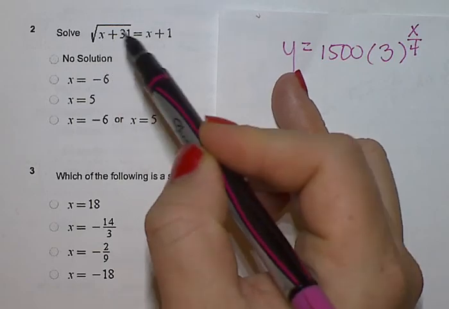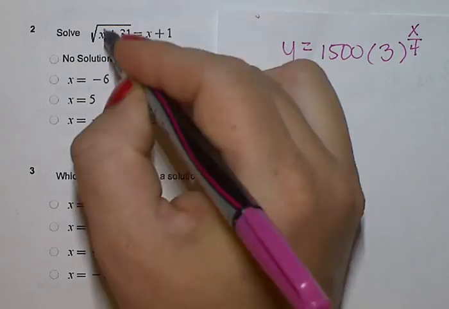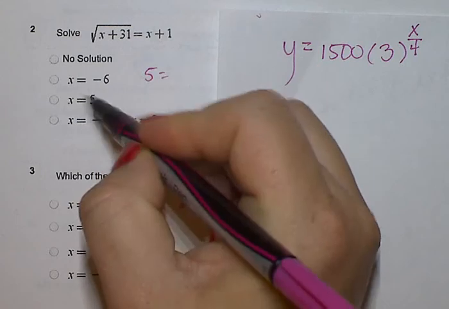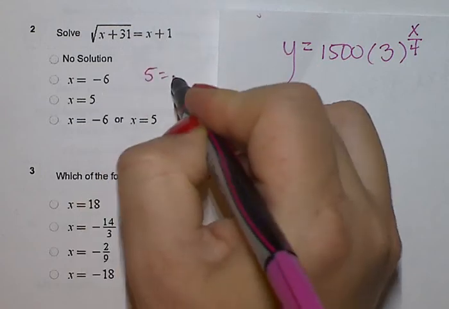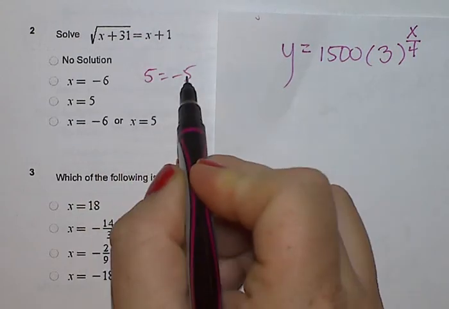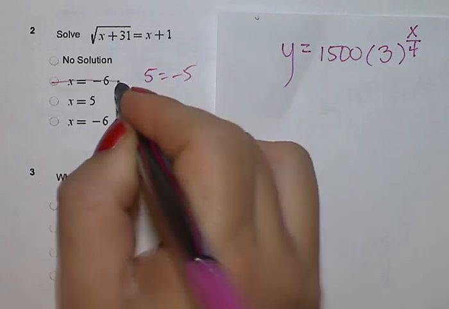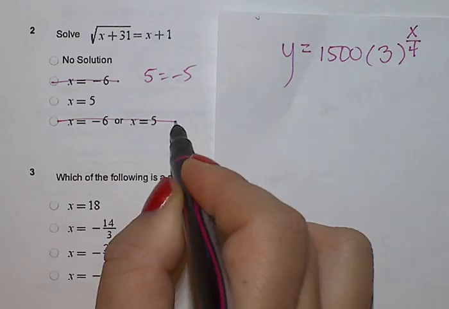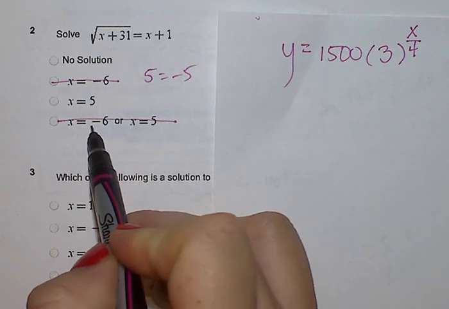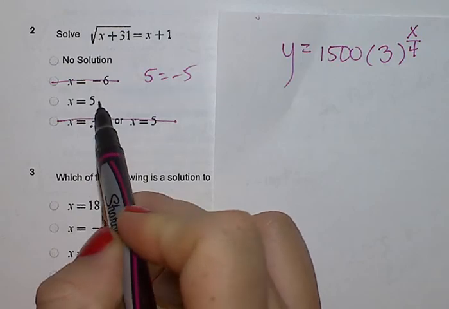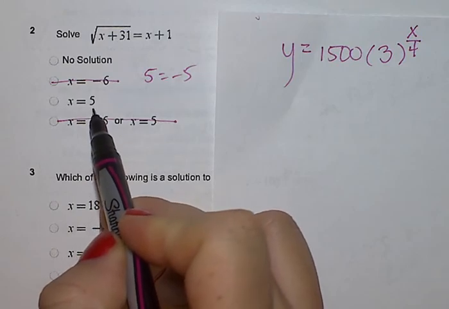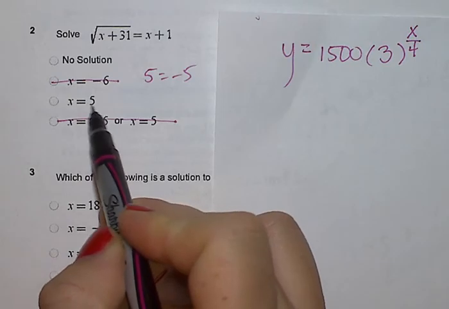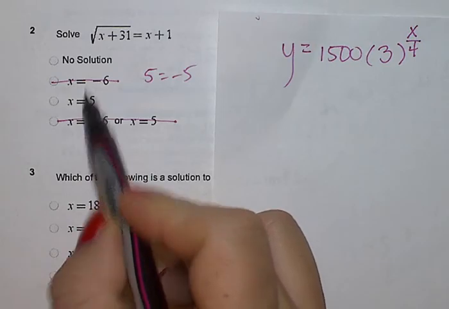-6 plus 31 is 25. The square root of 25 is 5. -6 plus 1 is -5. Because 5 does not equal -5, the answer cannot be the second option or the fourth option because they both contain a -5. So now I'm going to try +5. If +5 works, I'm done. That's my answer. But what if +5 doesn't work? Then the answer is no solution.